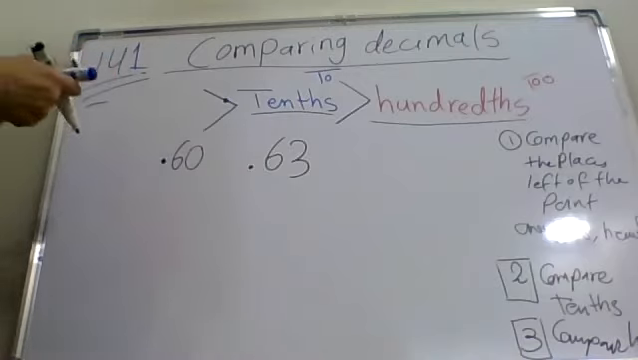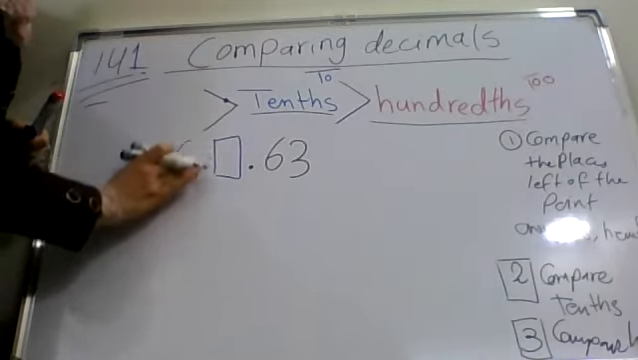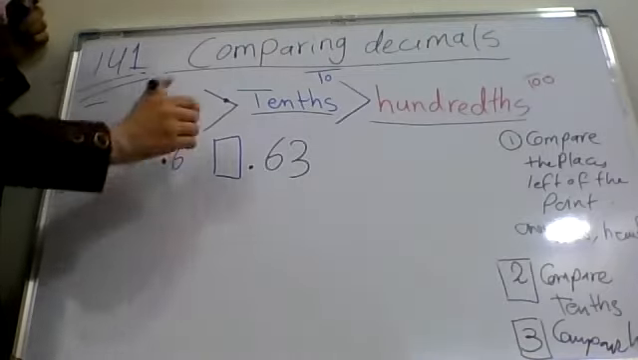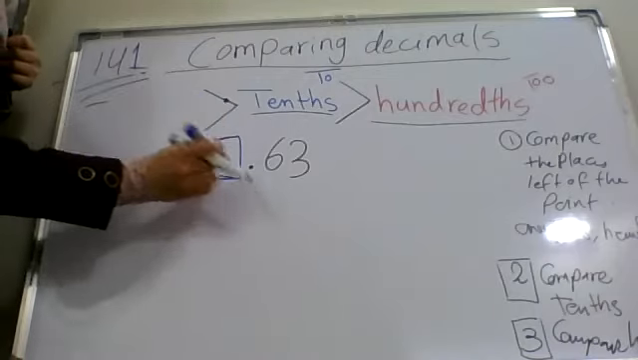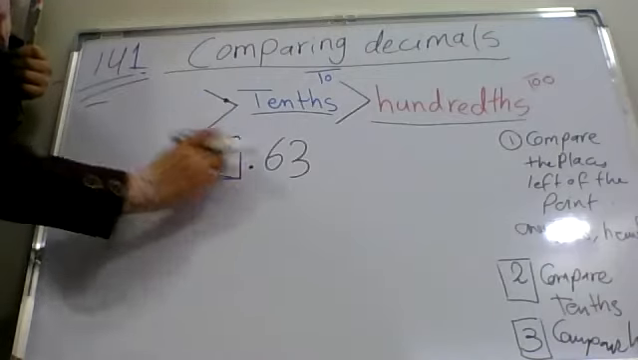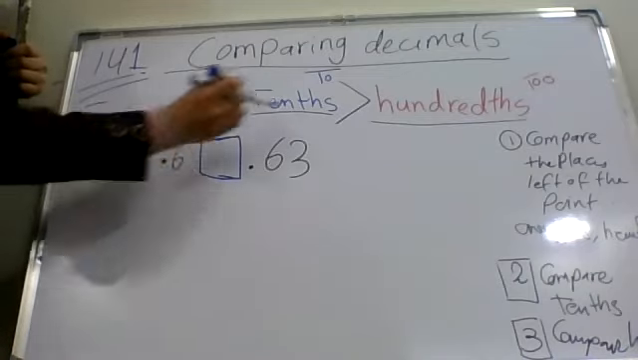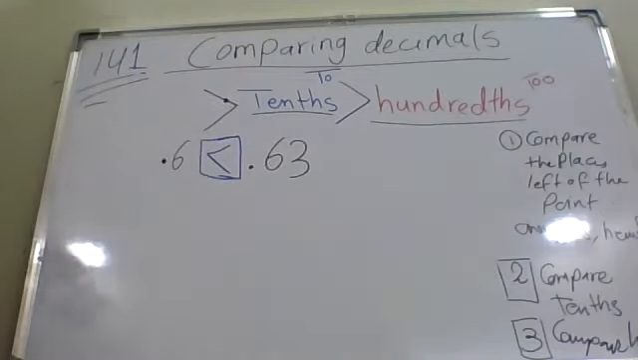So which one is bigger, 0.6 or 0.63? We start comparing from the ones place, which is nothing. I don't have anything in the ones place, so I look at the tenths place. I have 6 and I have 6. They are equal. I move to the next place, which is the hundredths. I have nothing here, and I have 3. So this one is greater. The glove with 0.63 is greater than the one with 0.6.